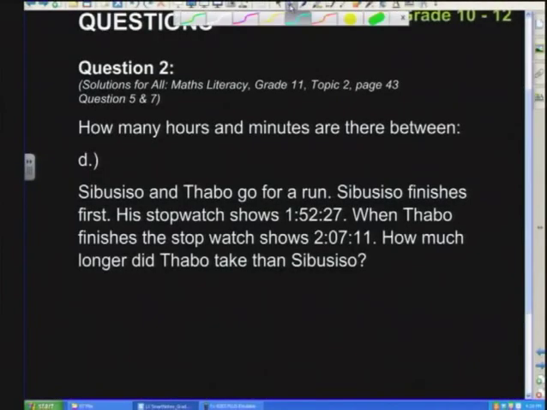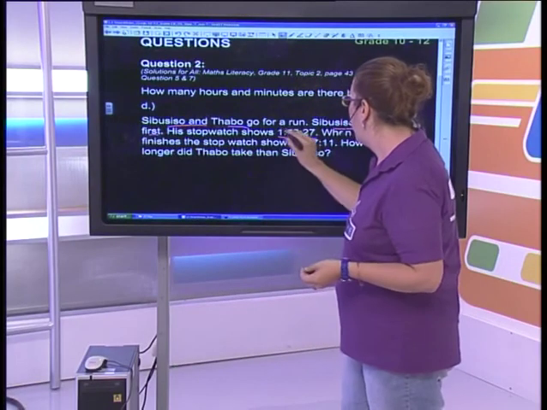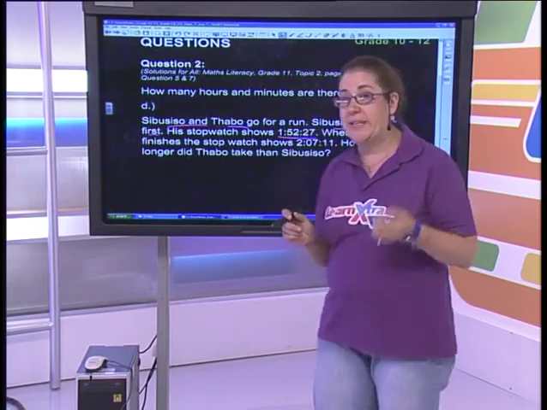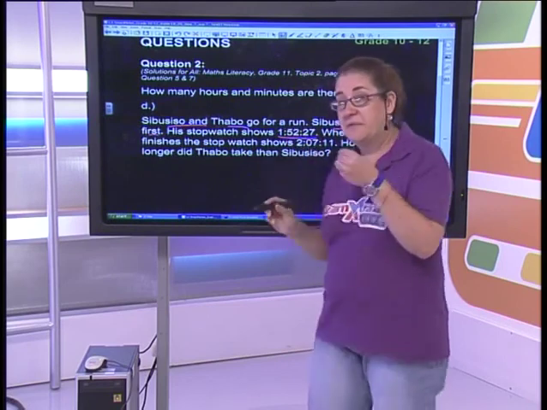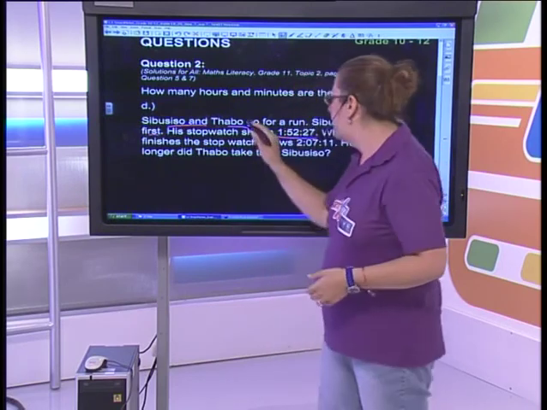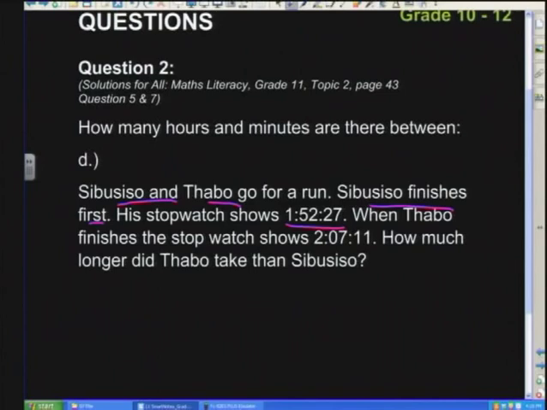So in this case, what we have is we have Sibusiso and Thabo go for a run. Sibusiso finishes first. His stopwatch shows 1:52:27. Now if he's going for a run, it could be 1 hour, 52 minutes, 27 seconds. It could be 1 minute, 52.27, but we're going to go with 1 hour, 52:27. When Thabo finishes, the stopwatch shows 2:07:11. How much longer did he take than Sibusiso?